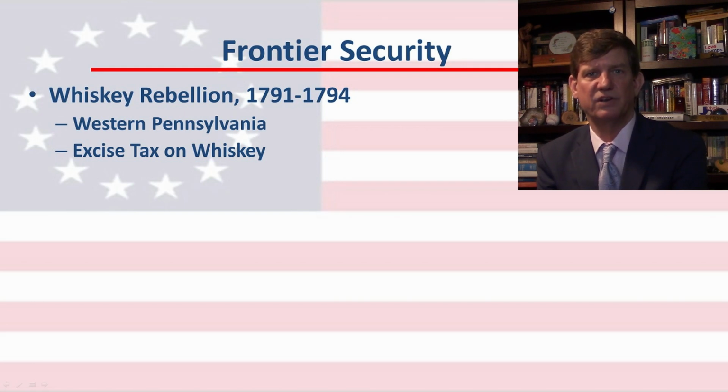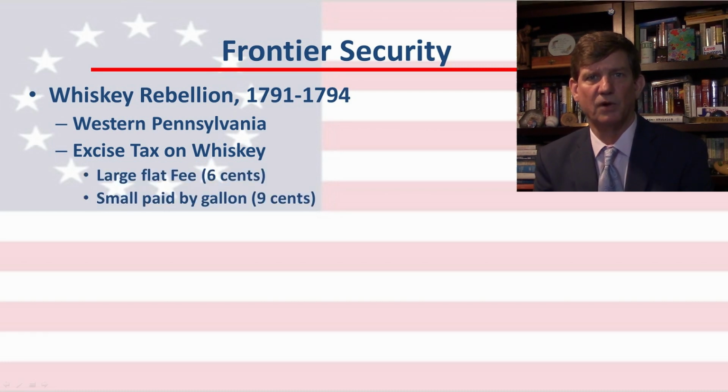Whiskey was concentrated. Whiskey could easily be transported. It didn't perish. It could be sold around the world in those wooden barrels. Whiskey is also incredibly addictive. And so frontier farmers sold their corn, turned it into whiskey, and that whiskey then was sold around the world as an alcohol.